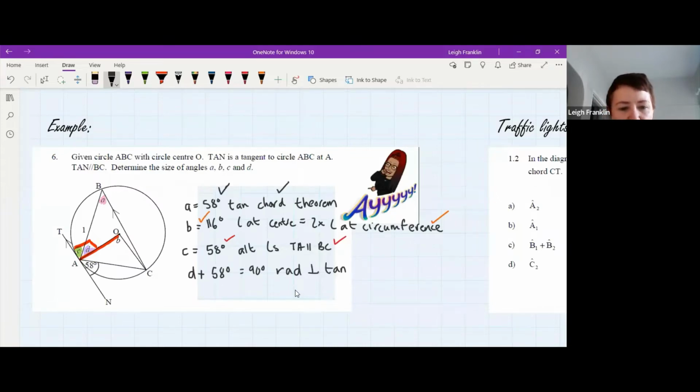That was excellent. Okay, so now we've got to take 58 away from 90. So is that going to be 64? 32. It's going to be 32. Okay, good job. Well done.